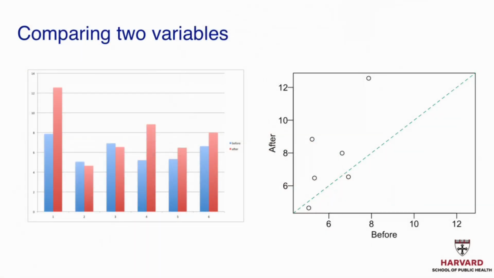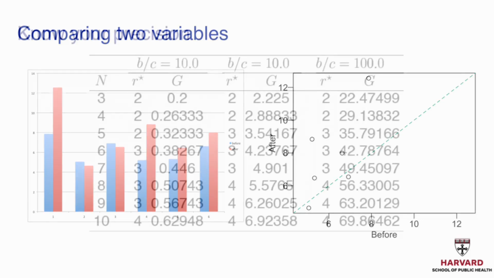So here we're comparing pairs of numbers. This is actually just showing us 6 pairs of numbers, for which a much more natural way to show them is to just make a scatter plot. And now we can actually see that there's maybe a little bit of an increasing trend when we compare before and after.